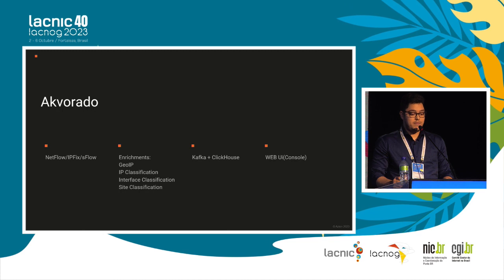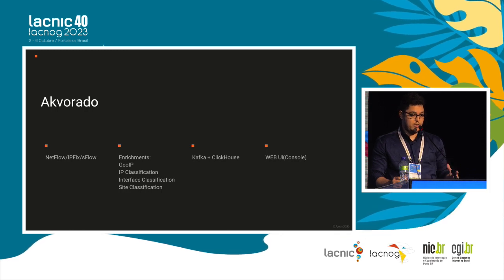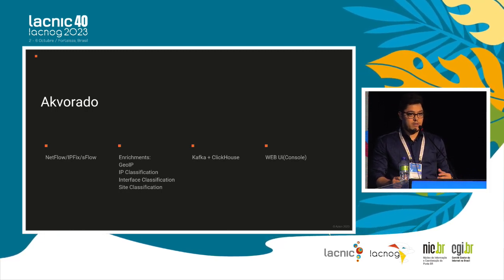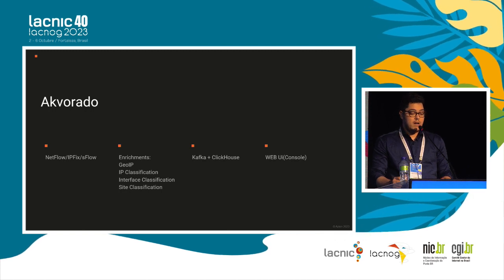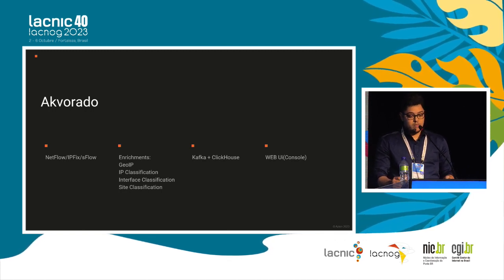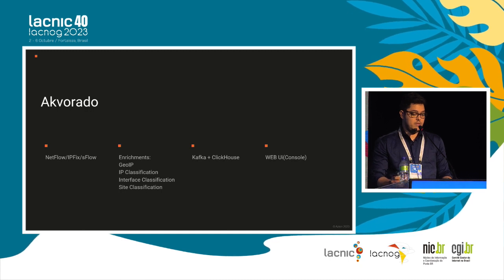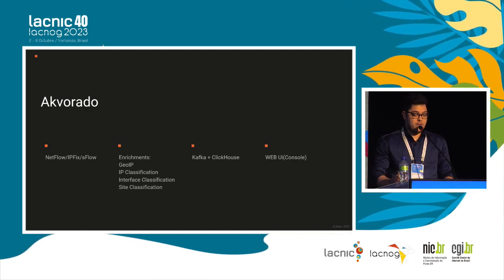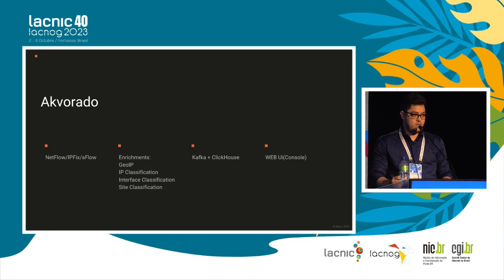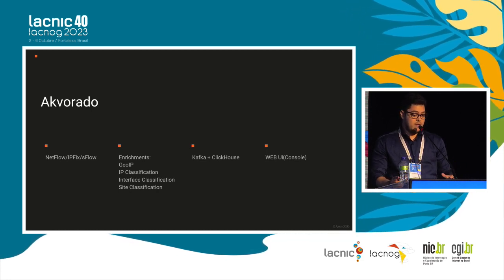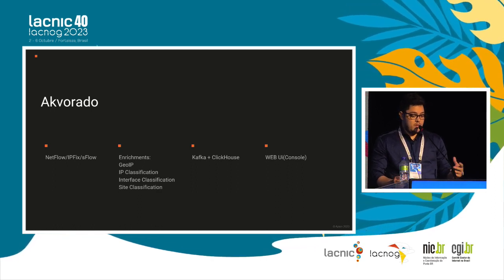Let's talk about Akvorado. It handles NetFlow, IPFIX and sFlow, and it brings several classifications such as GeoIP, IP classification, interface classification, and site classification, and it can aggregate all that into the flow. All that is configured, and the pipeline uses Kafka and ClickHouse, which are used by several companies. We manage to store a lot of data using very few resources with ClickHouse. It has a graphic interface in one of the components called console.